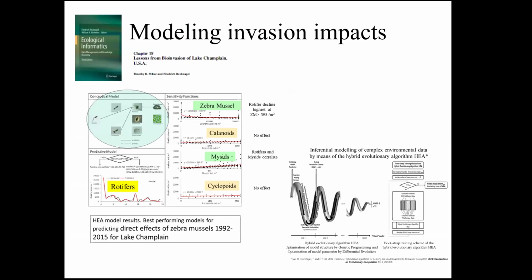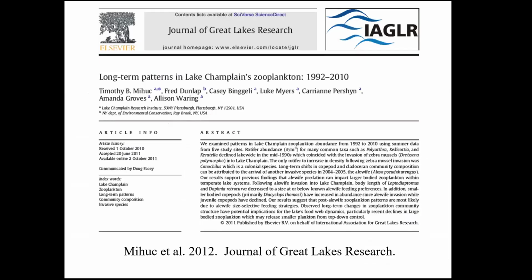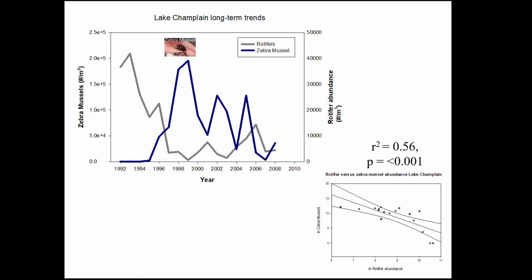So we know these invaders into the planktonic community have had some impacts. Both zebra mussels and fishhook and spiny waterflea have all had an impact on the planktonic community of Lake Champlain. I'll review that really quickly, going back to the original invader, the zebra mussel. This shows the decline in rotifers in gray, the zebra mussel expansion in blue. They're directly correlated. As zebra mussels came in and became abundant, rotifers went away in the lake.